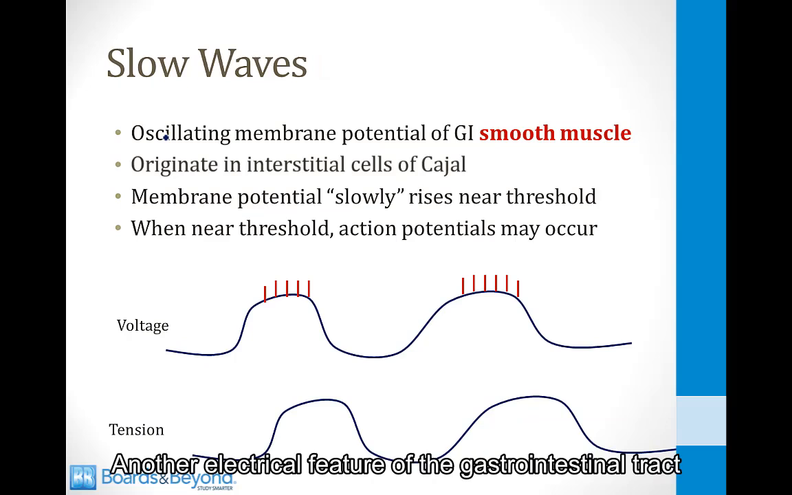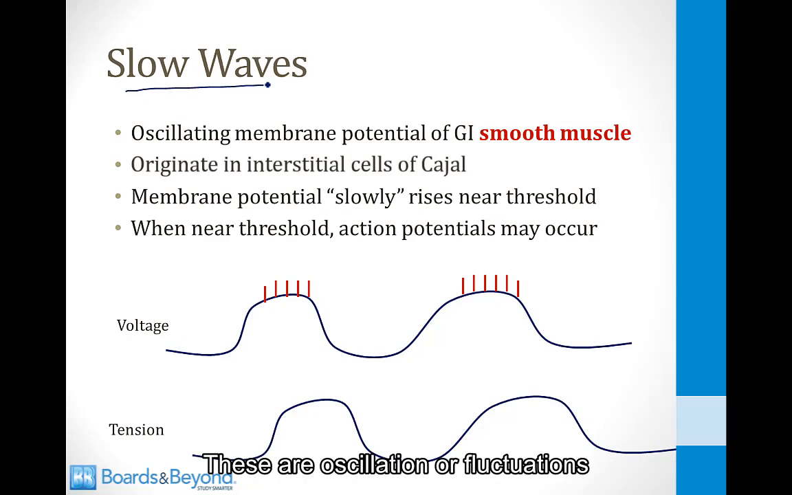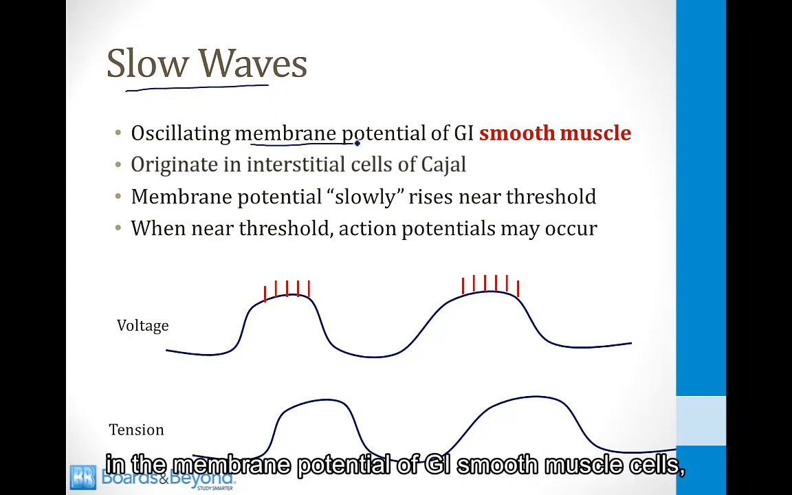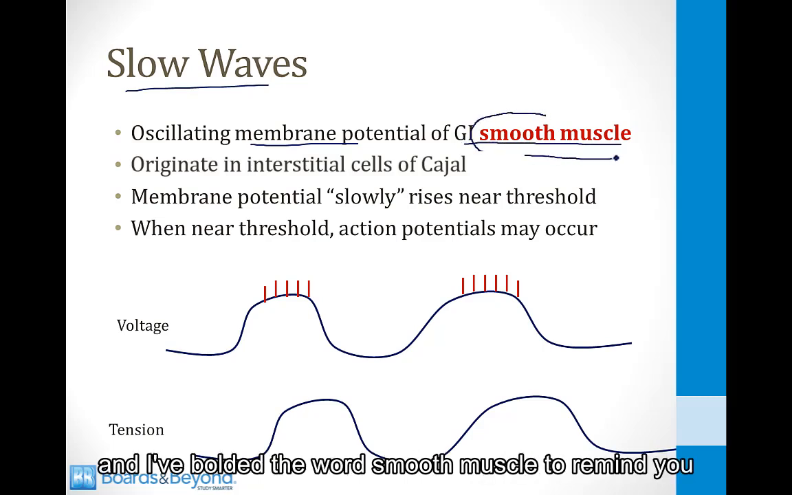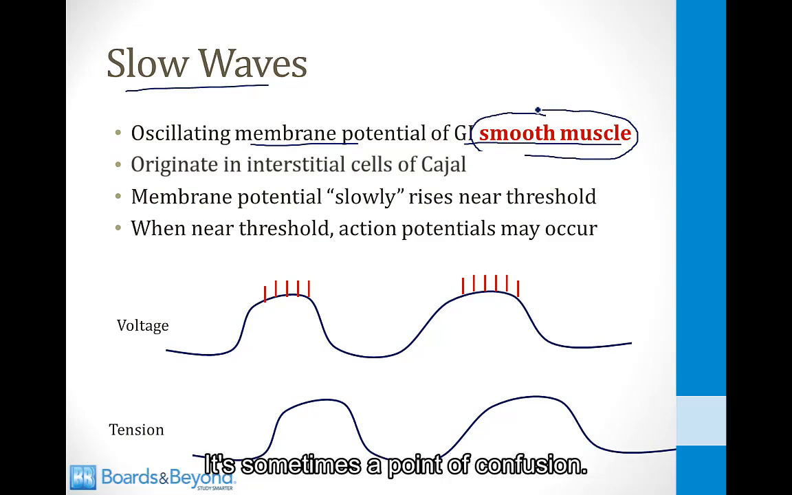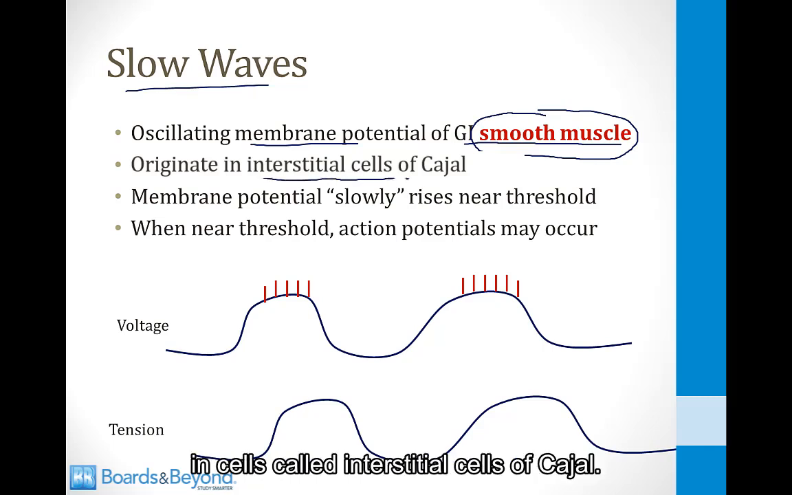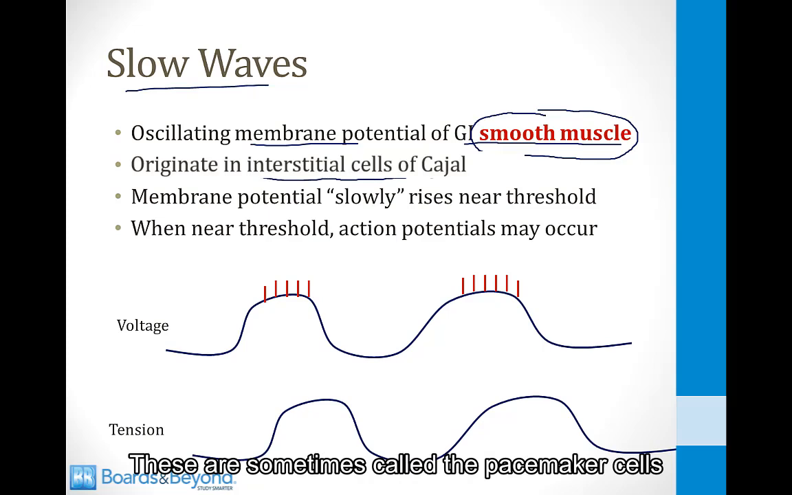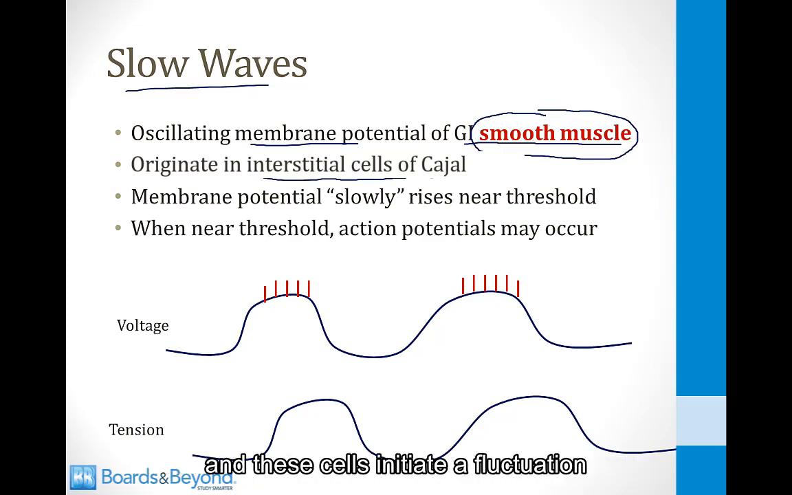Another electrical feature of the gastrointestinal tract is the presence of slow waves. These are oscillations or fluctuations in the membrane potential of GI smooth muscle cells. And I've bolded the word smooth muscle to remind you that this is a phenomenon of muscle cells, not of neurons. It's sometimes a point of confusion. Slow waves originate in cells called interstitial cells of Cajal. These are sometimes called the pacemaker cells of the intestine, and these cells initiate a fluctuation in the change of the membrane potential of smooth muscle cells.